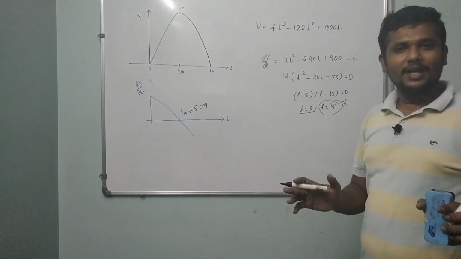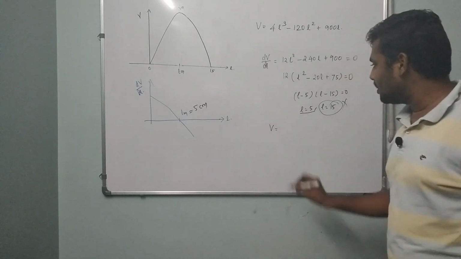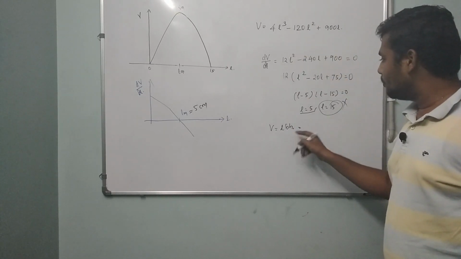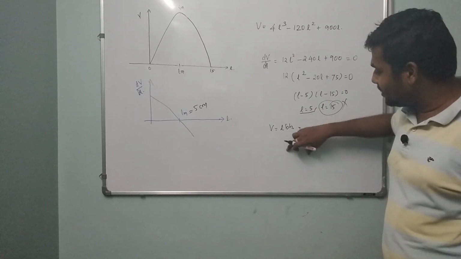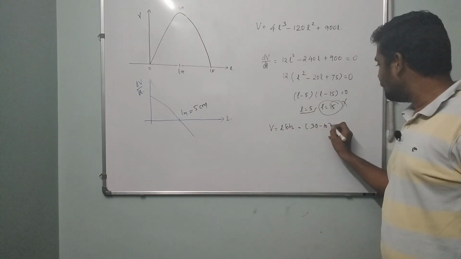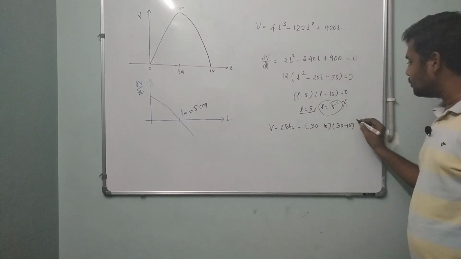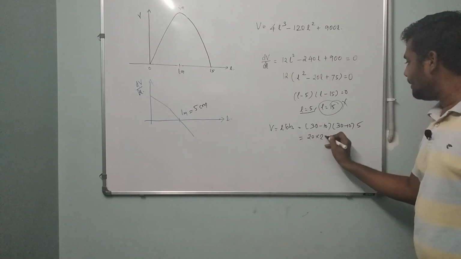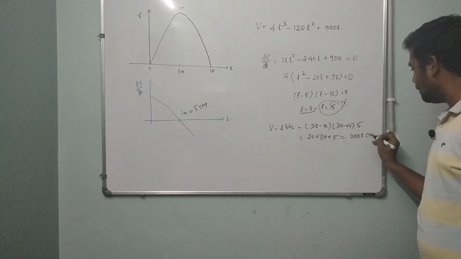I know your curiosity to find the volume of the box, so let's do it. The volume of the box is V is equal to L into B into H. You can use either this equation or this equation. In the last case, if we cut L equal to 5, then out of the total 30 centimeter, 5 centimeter here and 5 centimeter here we cut. So the length is 30 minus 10, similarly the breadth is also 30 minus 10, and the height is the cut length, 5 centimeter. So 20 into 20 into 5 is 2000 centimeter cubed.